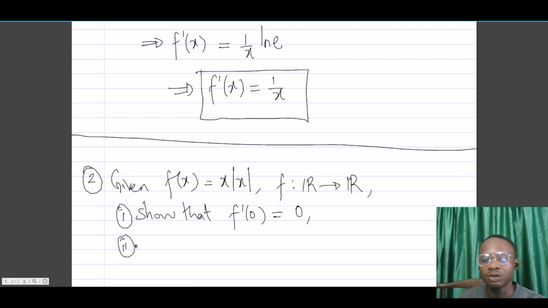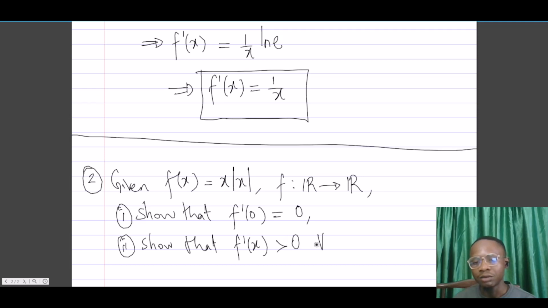The second thing we want to show: we know this is a piecewise defined function, and 0 is a breakpoint of it. That is why the question requires us to give it special attention, to firstly show that the derivative indeed exists at x equal to 0, and establish that the derivative at x equal to 0 is 0. We are also asked to show that f prime of x is going to be greater than 0 for all x not equal to 0.